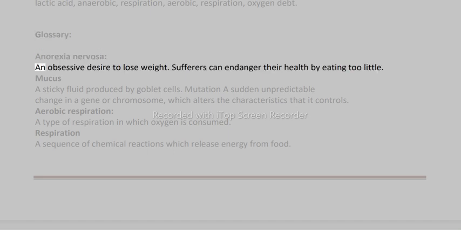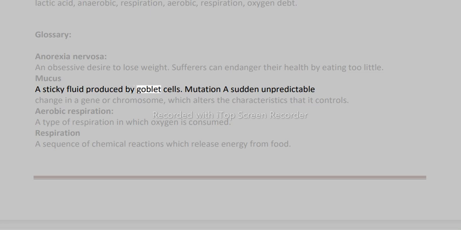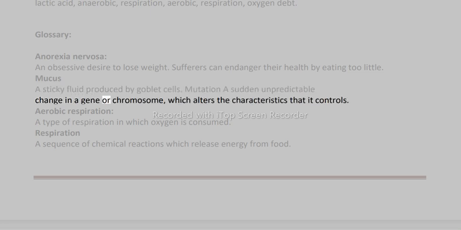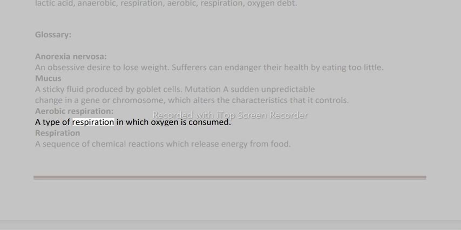Anorexia nervosa, an obsessive desire to lose weight. Sufferers can endanger their health by eating too little. Mucus, a sticky fluid produced by goblet cells. Mutation, a sudden unpredictable change in a gene or chromosome which alters the characteristics that it controls. Aerobic respiration, a type of respiration in which oxygen is consumed. Respiration, a sequence of chemical reactions which release energy from food.